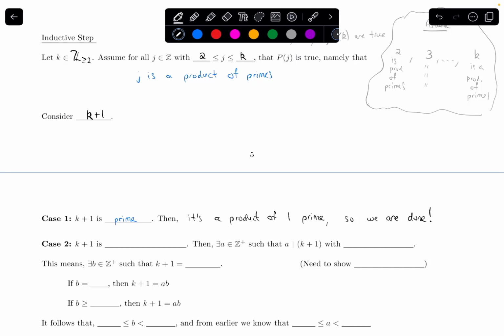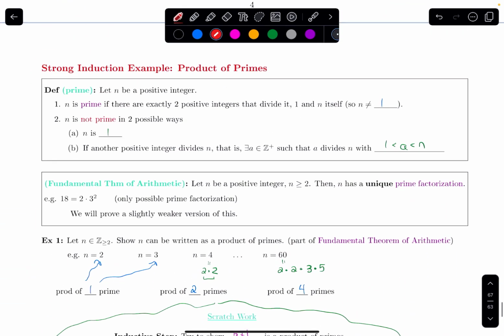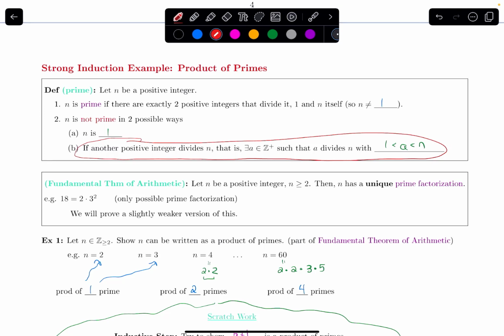So if it's prime already, well, it's a product of 1 prime. So we would be done. Case 2 is the more interesting case, which is, well, what if k plus 1 is not prime? So recalling our definition from above, if k plus 1 is not prime, there's two possibilities. Either it could be 1, or there's another positive integer that divides my number besides 1 and besides that number itself.